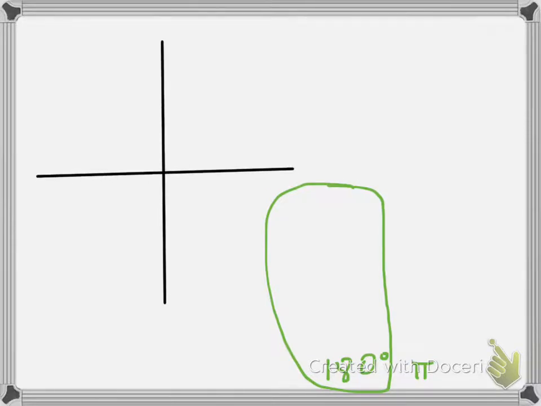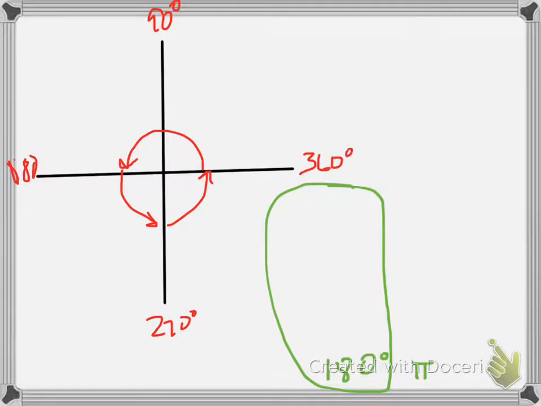Where's 90 degrees? This is it right here, isn't it? This is 90 degrees. What's this? That's 180. All right, this would be 270. And this is 360 degrees, which is the same as 0 degrees.